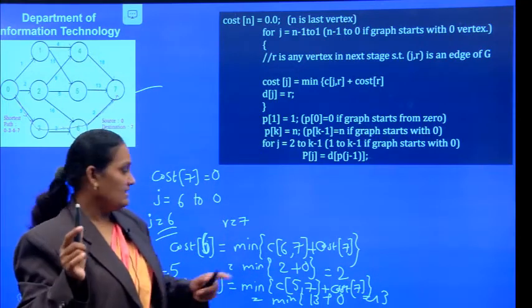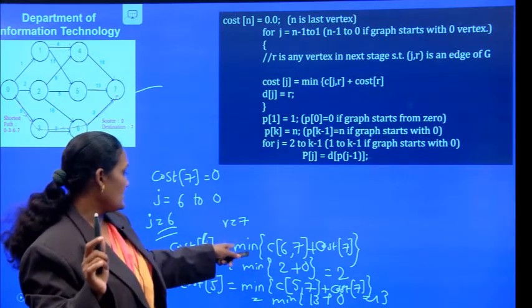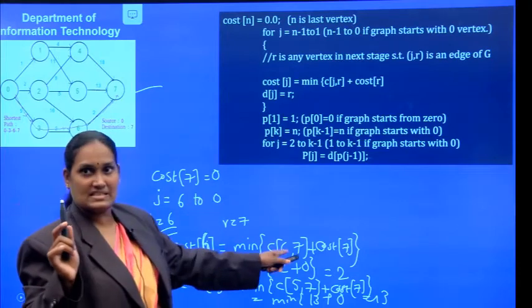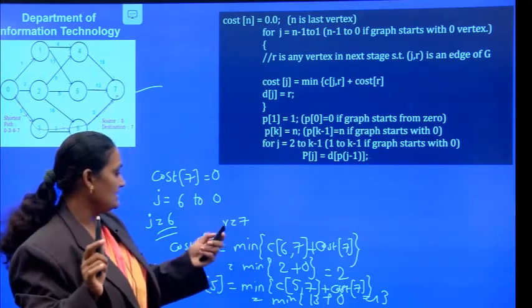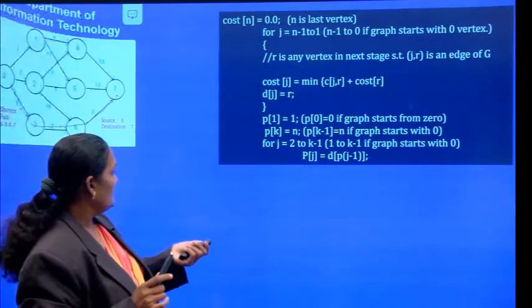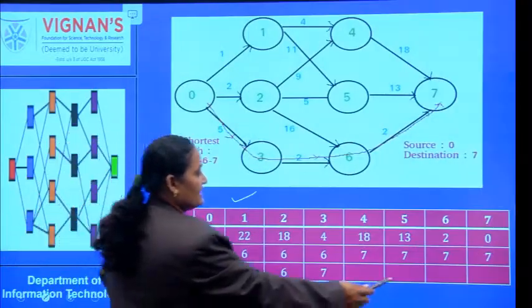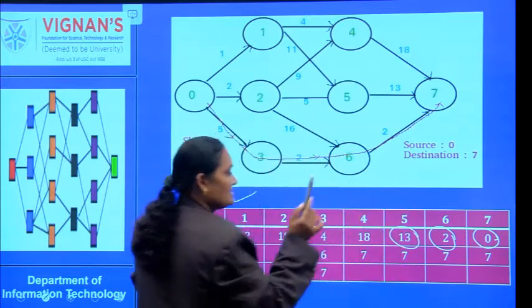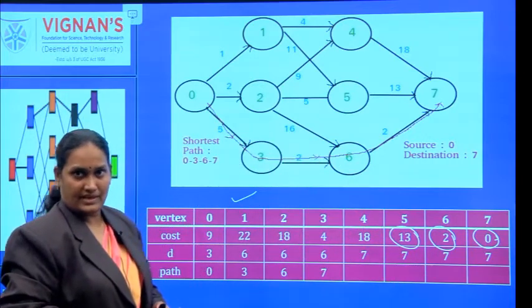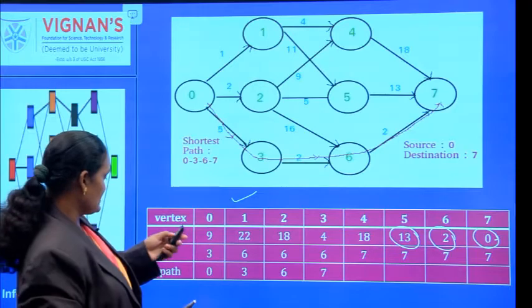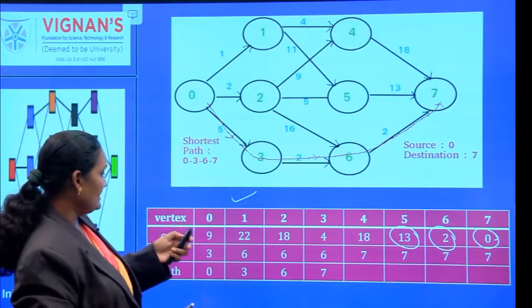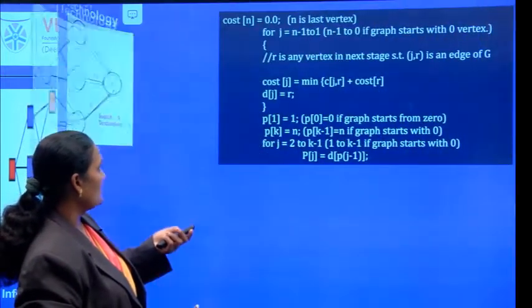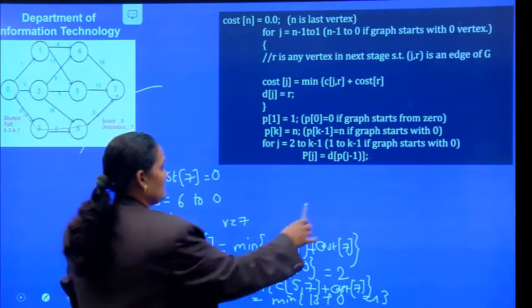Here I found the cost values: cost of 7 is 0, cost of 6 is 2, and cost of 5 is 13. Now let us see the next values. How are we going to calculate the next values, cost of 4, cost of 3 and so on?